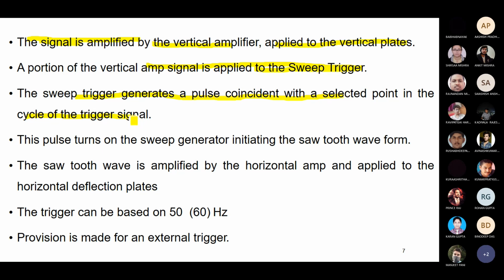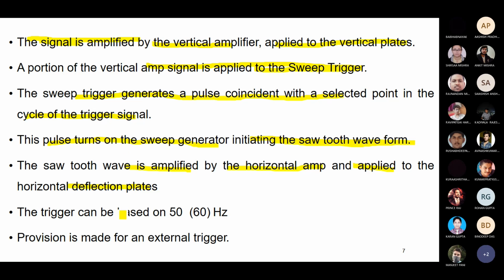Based on your switching time period, the same signal comes at regular intervals, and it gives you the time to change that value. This pulse turns on the sweep generator, initiating the sawtooth waveform. The sawtooth wave is amplified by the horizontal amplifier and applied to the horizontal deflection plate. In both cases the bias voltage comes in the form of that sweep or ramp signal. You can provide the signal on the vertical axis as well as the horizontal axis.